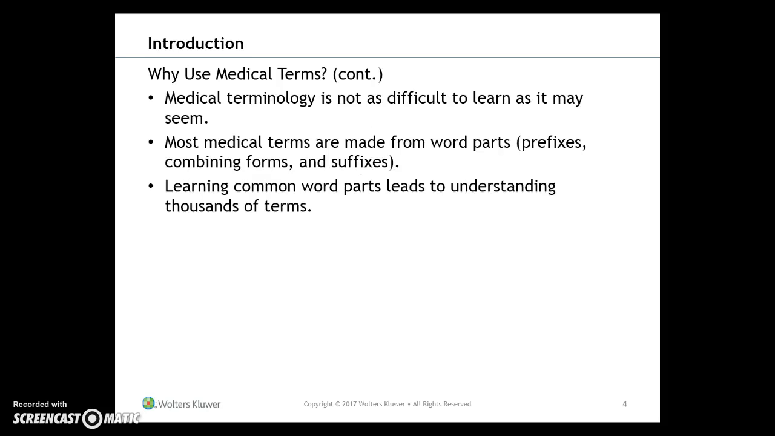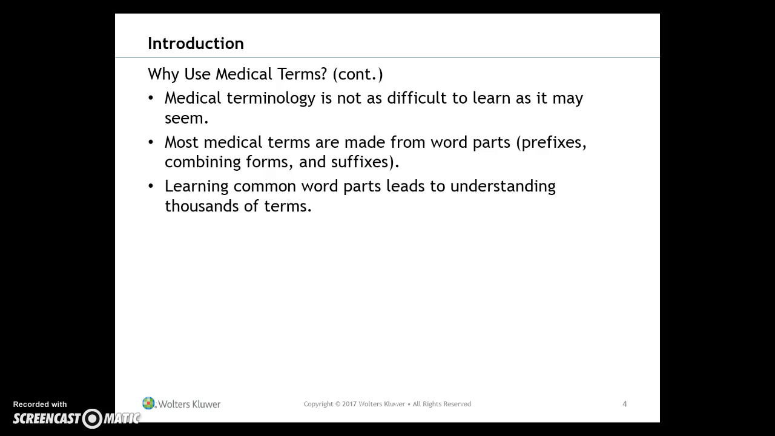The good news is, though, that medical terminology is not as difficult to learn as it might seem at first. So you might notice that 3 of those medical terms I talked about for stomach pain all ended in itis. And once you know that the word part itis means inflammation, it might be easier to understand the meaning of those terms. And in fact, what you'll learn is many common medical terms end in itis. So learning that one word ending allows you to understand dozens of terms.